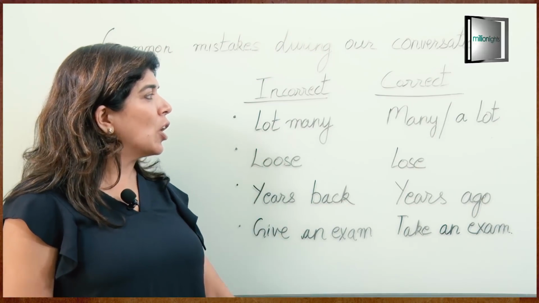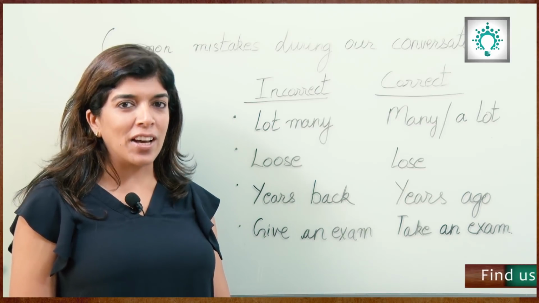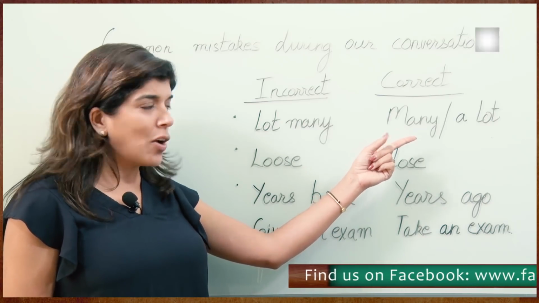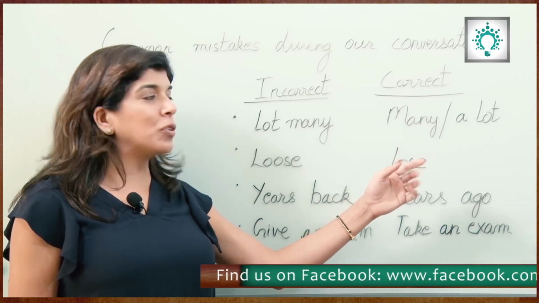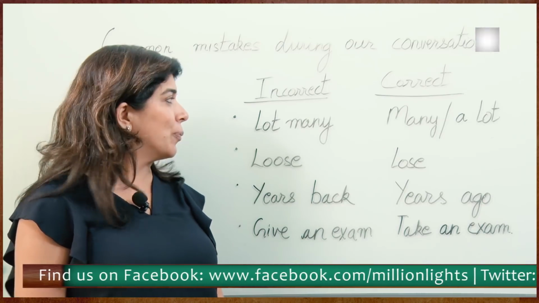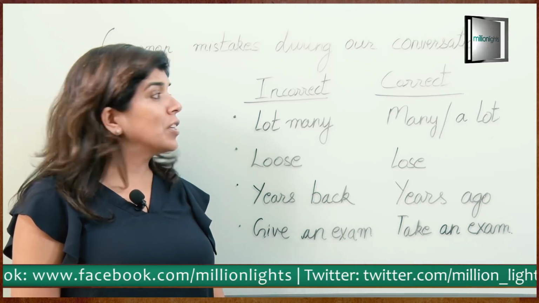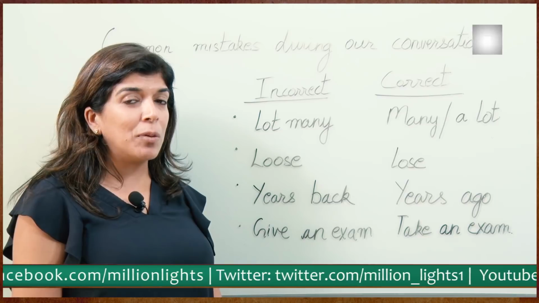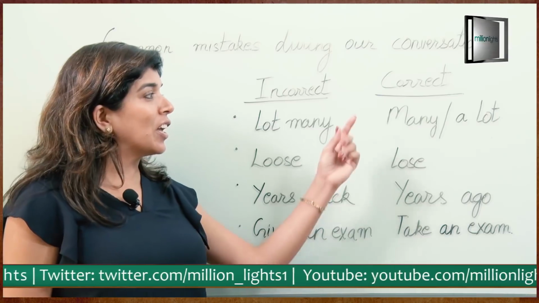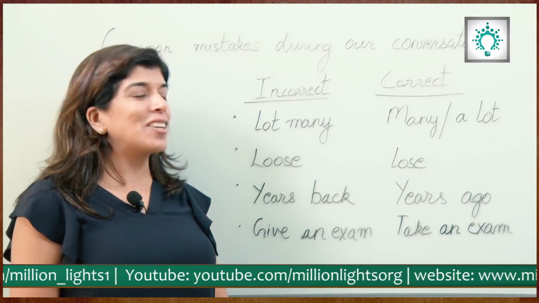Lot many. Lot many is an incorrect way when you're talking to someone. A lot of times we do not realize it and we do use this word. But the correct way to say it is many or a lot. So we have to use either many or a lot, one of them. Let me help you with an example here. Lot many, right? So for example, if I say there are lot many apartments available in Mumbai, that's the incorrect way to say it. The correct way would be there are many apartments available in Mumbai, right? Let's see the next one.